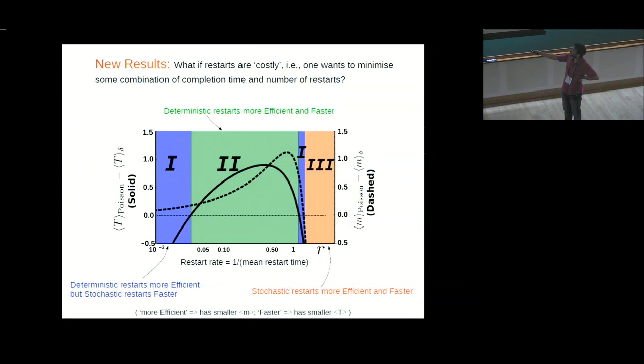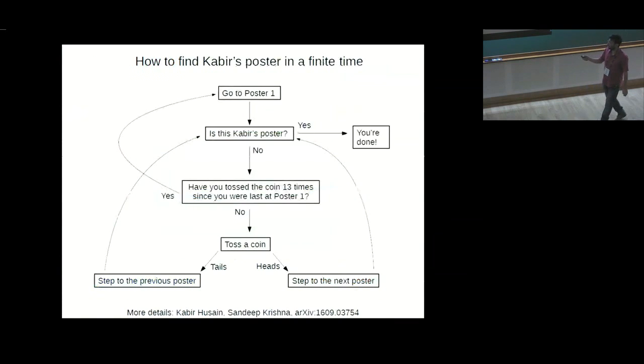And it turns out that there are, again, different regimes, and there are regimes where a stochastic restart is both faster in the sense that it reduces the mean completion time, and it's also more efficient in the sense that it reduces the number of restarts that you need. So again, I've only shown this for a Poisson case, but we have results for a larger class of stochastic restarts. And I'll end there and maybe just leave you with pointing again to Kabir's poster, and this is how to find it. So this is one suggestion for how to find it.